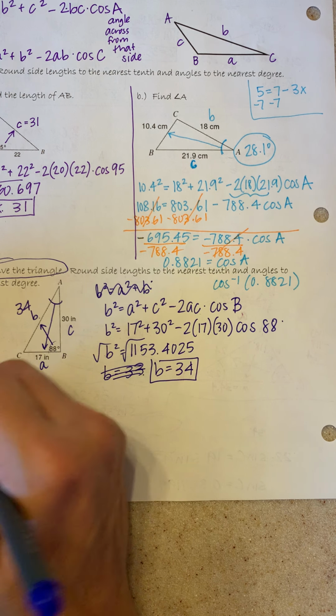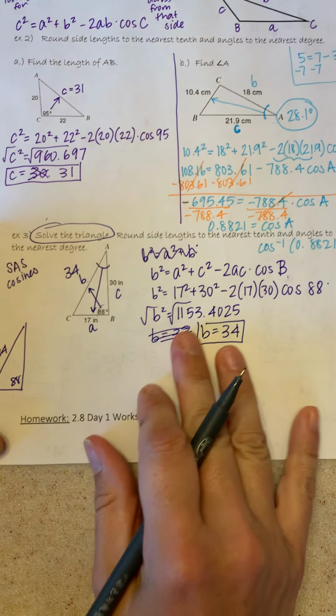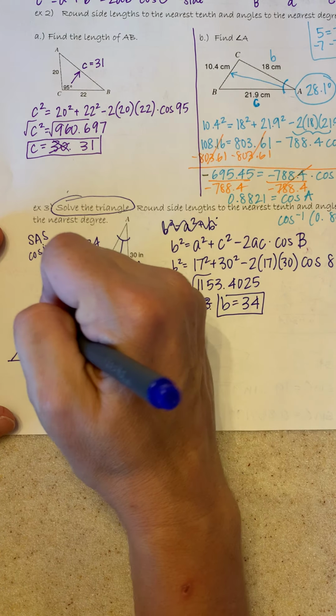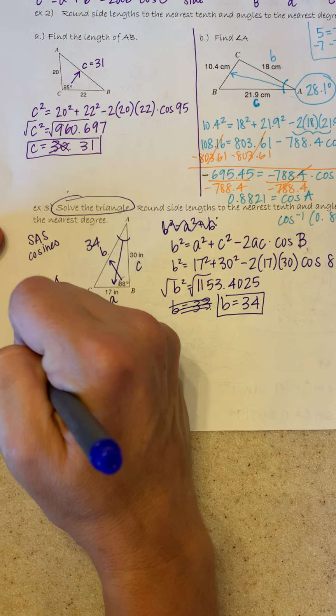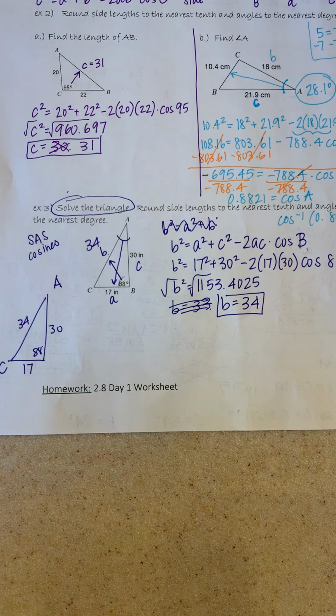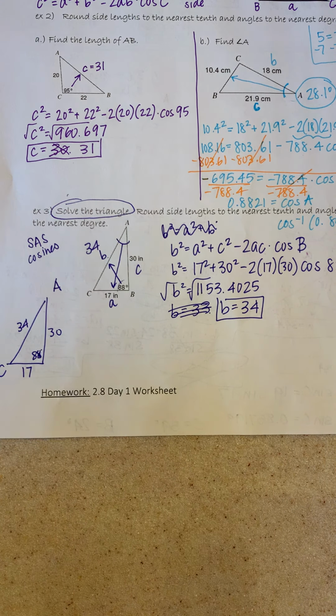So I have 88 goes with 34. Sorry, it's not on your screen. 30 should go with C, and then A should go with 17. So now I need to find either A or C. It doesn't matter which one you go for. So I'm going to go for angle A here.